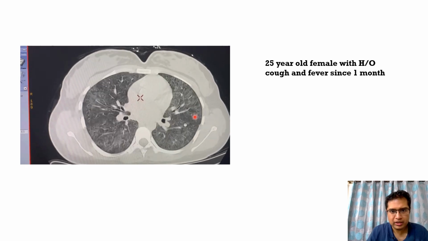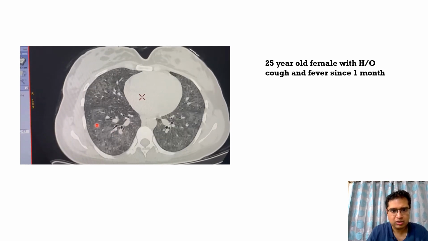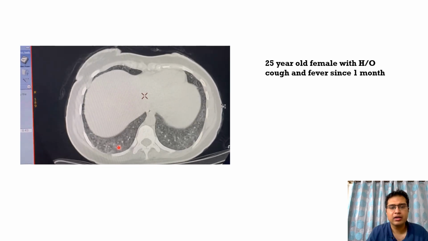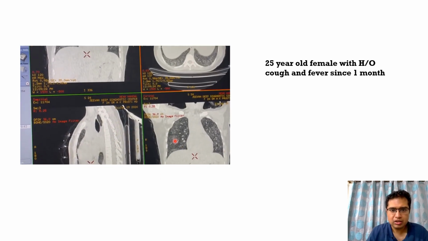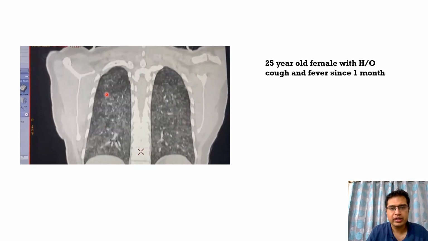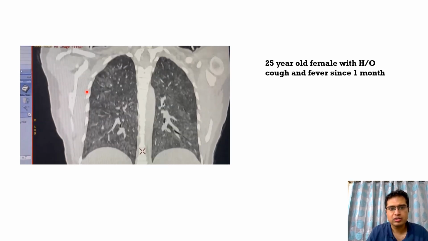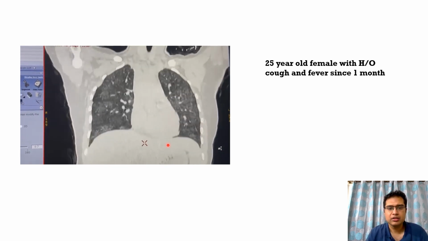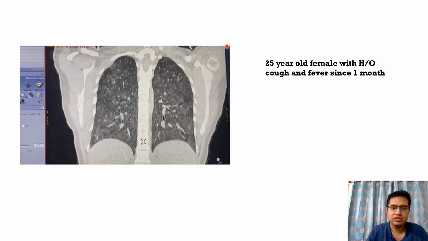These multiple ground glass nodules are seen along with a linear branching pattern in bilateral lung fields diffusely. These are the coronal sections where again we can see this particular finding, ground glass nodules distributed in bilateral lung fields diffusely with a linear branching pattern.